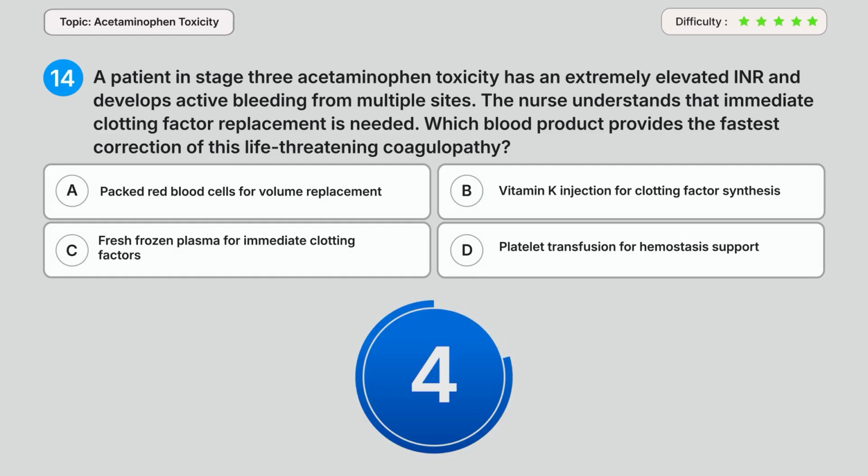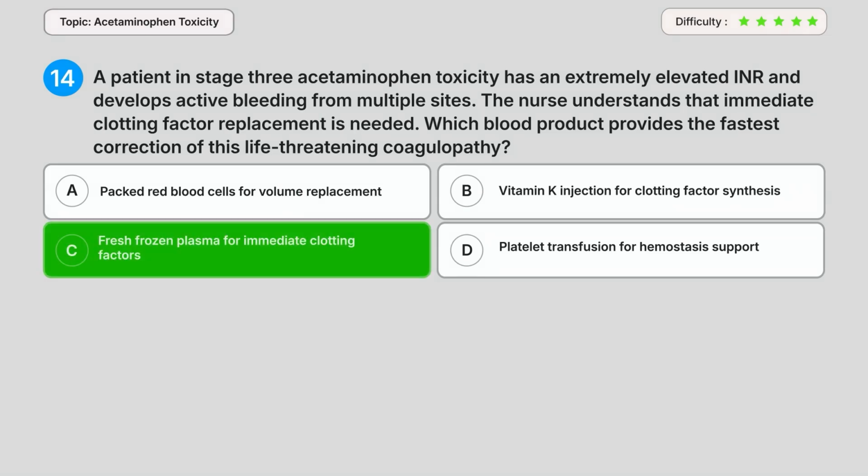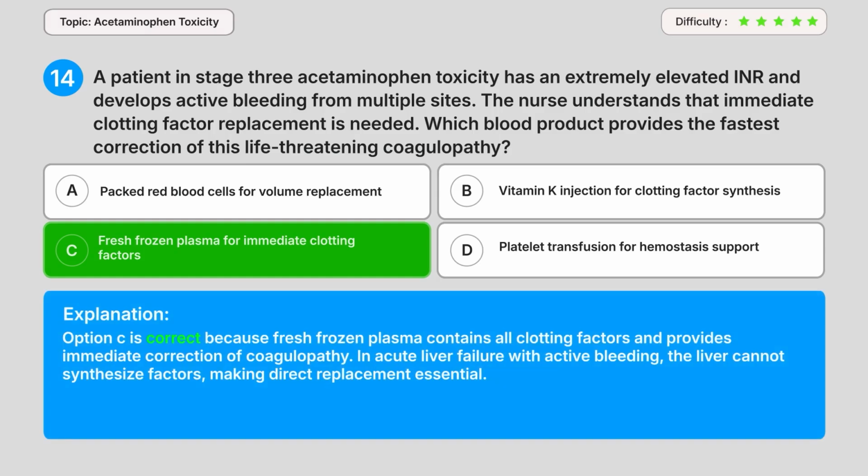Can you guess the answer? Correct answer, C. Fresh frozen plasma for immediate clotting factors. Explanation. Option C is correct because fresh frozen plasma contains all clotting factors and provides immediate correction of coagulopathy. In acute liver failure with active bleeding, the liver cannot synthesize factors, making direct replacement essential.